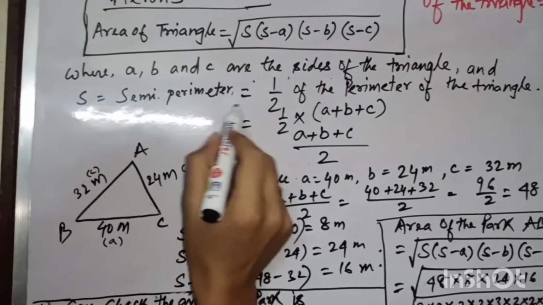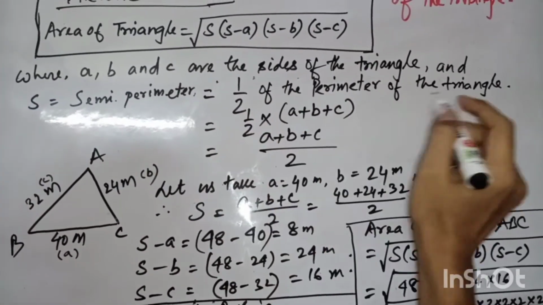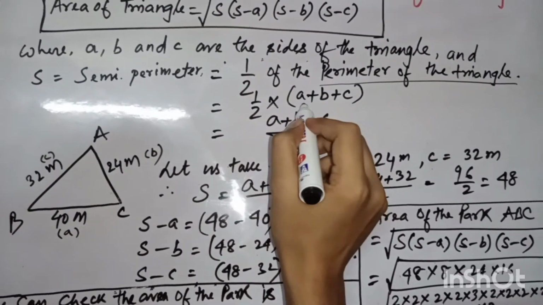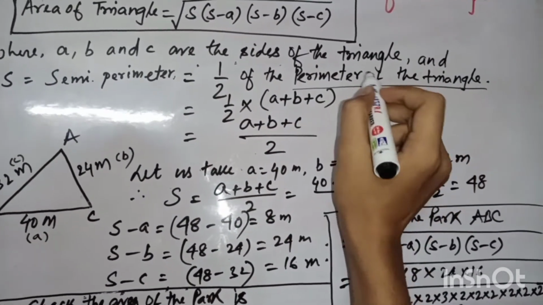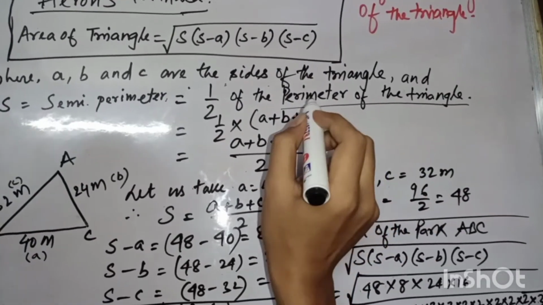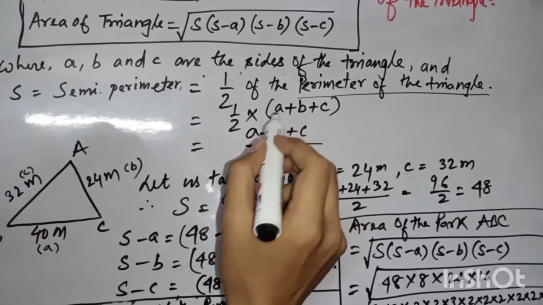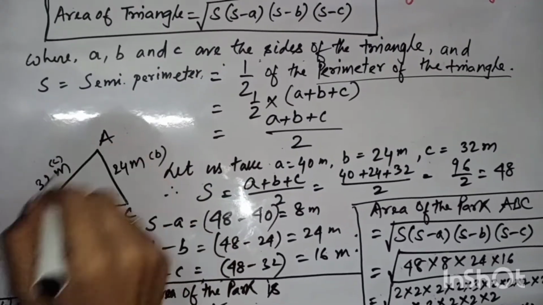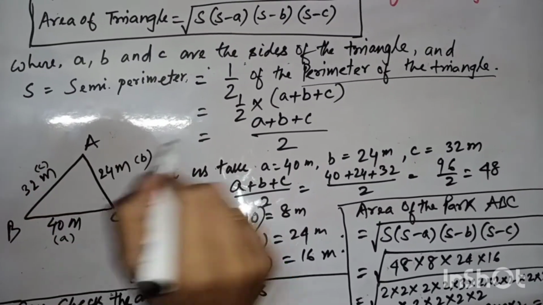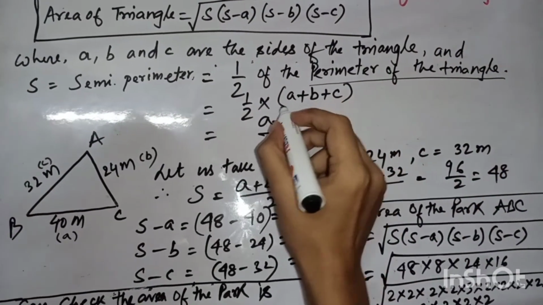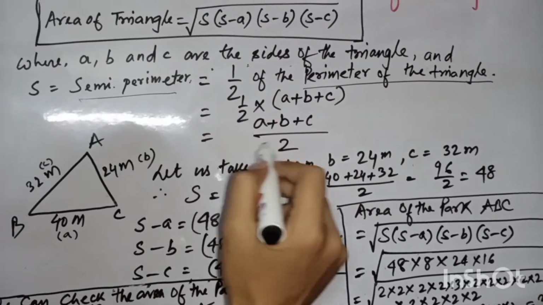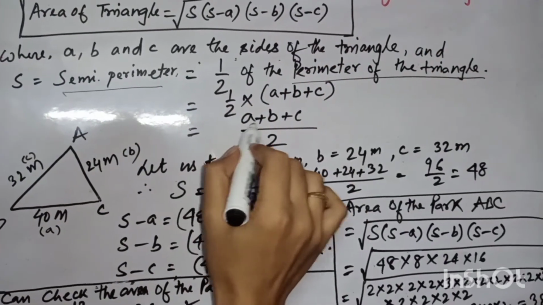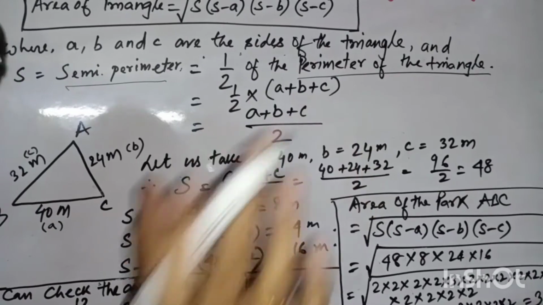So the semi-perimeter S is equal to half of the perimeter of the triangle. The perimeter of the triangle is a plus b plus c. The summation of the three sides is called the perimeter of the triangle. So the semi-perimeter is just half of this total perimeter, that means (a plus b plus c) whole divided by 2.